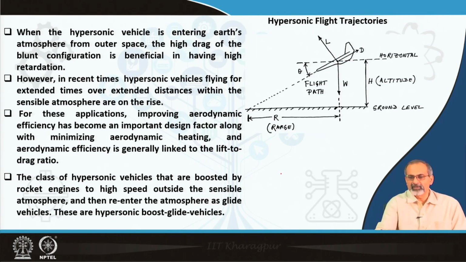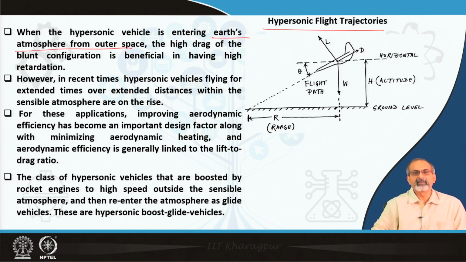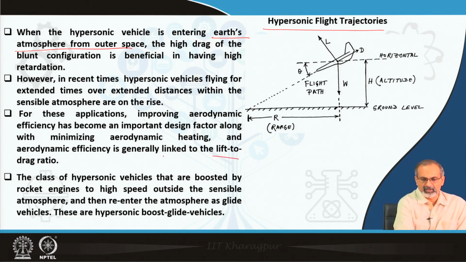Keeping those in mind, we do a very brief discussion of hypersonic flight trajectories. Let us assume that a hypersonic vehicle is entering Earth's atmosphere from outer space. The high drag of the blunt configuration is beneficial in having high retardation. However, in recent times, hypersonic vehicles flying for extended times over extended distances within the sensible atmosphere are also on the rise. For these applications, improving aerodynamic efficiency has become an important design factor, along with minimizing aerodynamic heating, and aerodynamic efficiency is generally linked to lift to drag ratio.